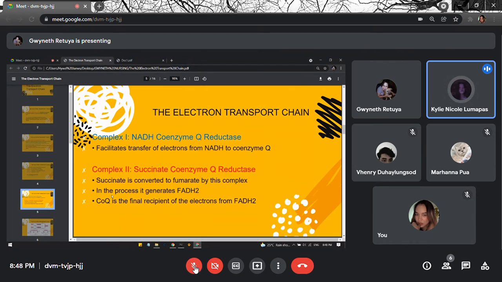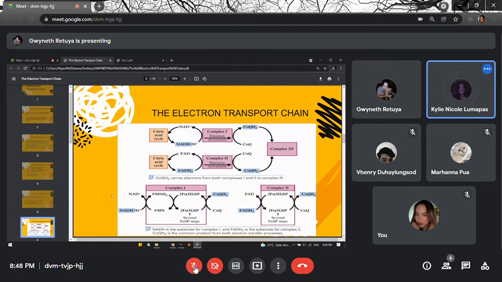Next is complex 2. Complex 2 is also known as succinate dehydrogenase. It accepts electrons from succinate. Succinate is an intermediate in the citric acid cycle. It acts as a second entry point to the electron transport chain or ETC. When succinate oxidizes to fumarate, next, let's see the process of complex 2.